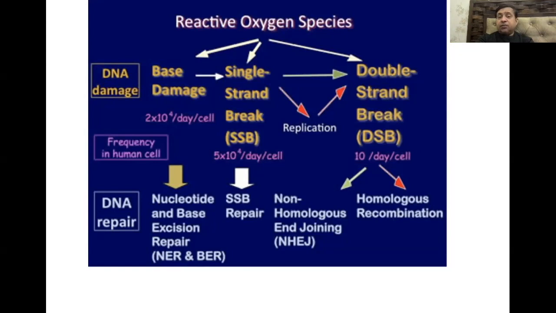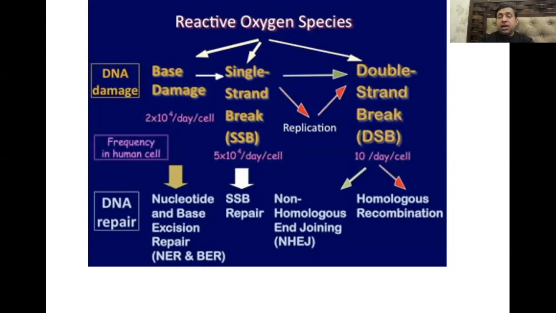This reactive oxygen species, or ROS, may cause base damage, because we know that there are two types of nitrogen bases, pyrimidine and purine, which play a significant role in the functioning of the DNA. And if this gets hampered, then the overall function of the DNA will be compromised.